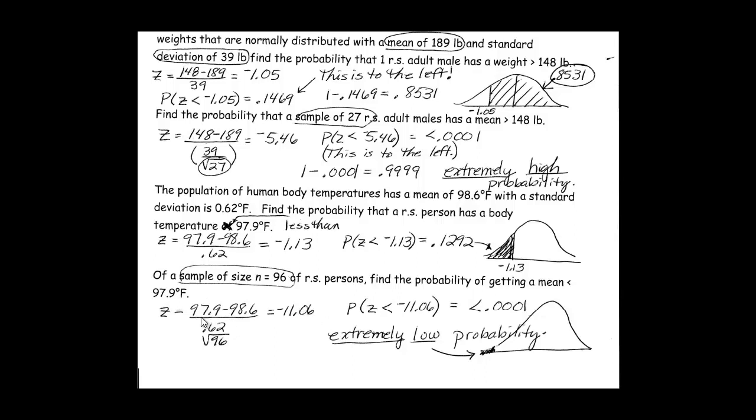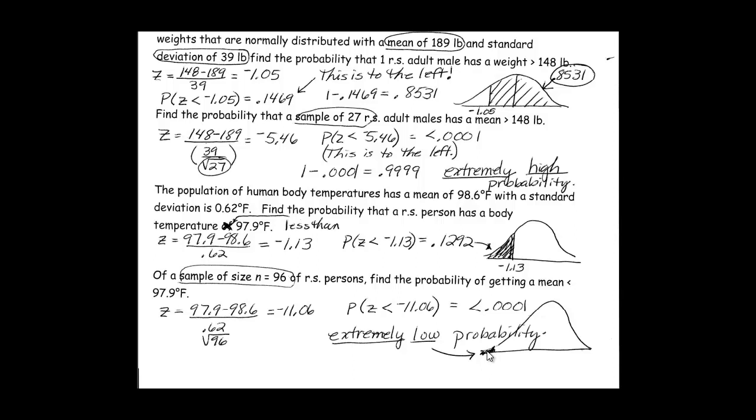So let's see how likely that would be to happen. We plug in our information. Again, we have to adjust our standard deviation because we're looking at a sample of 96. The average of all 96 people, the average of their body temperature is 97.9. That's a pretty big group to have that much of a drop in body temperature. We find that we have a z-score, again, off the charts, negative 11.06. So generally what you write is that the probability associated with that small of a z-score is less than 0.0001. Extremely low probability.